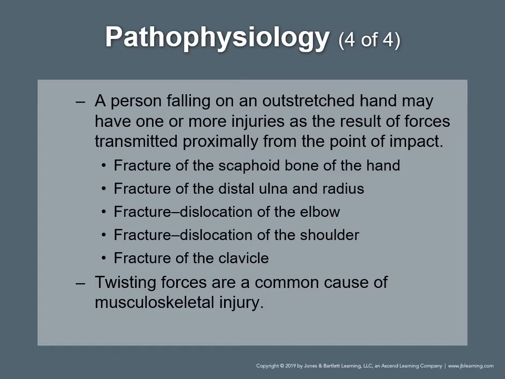They could have a fracture to the scaphoid bone of the hand from a direct blow, a fracture to the distal ulna and radius, a fracture or dislocation of the elbow, a fracture or dislocation of the shoulder, or a fracture of the clavicle. Immediately identify the point of contact and the mechanism of injury to decrease the chance of overlooking any associated injuries. Twisting forces are a common cause of musculoskeletal injury. Some injuries are commonly encountered together because of the way the causative forces are transmitted. Refer to Table 33.1 in your book.